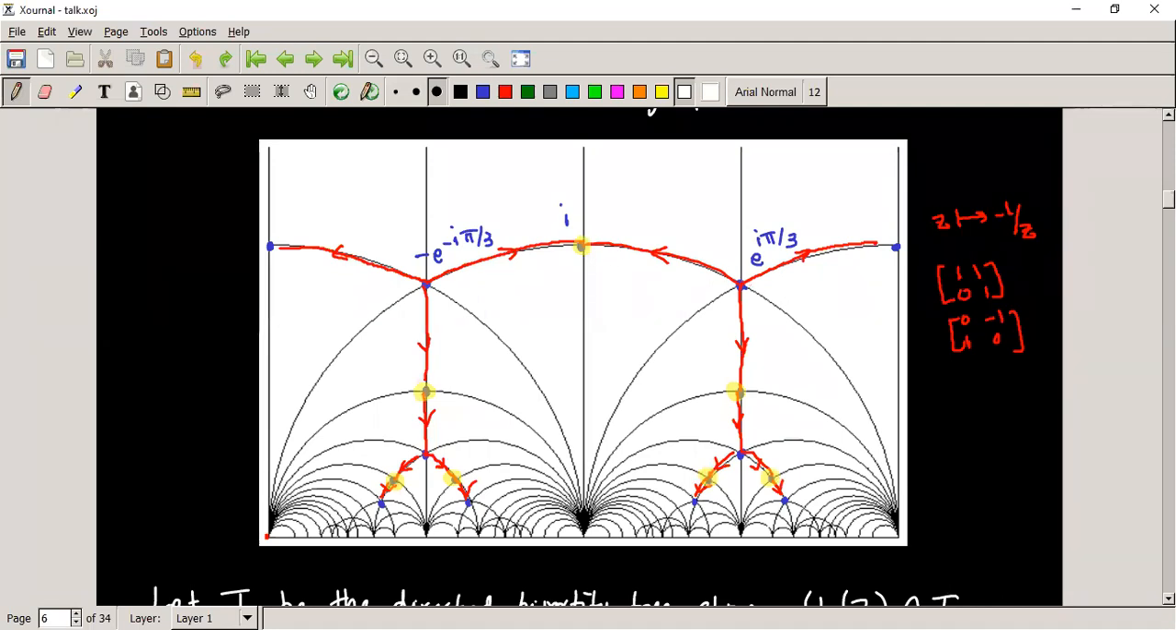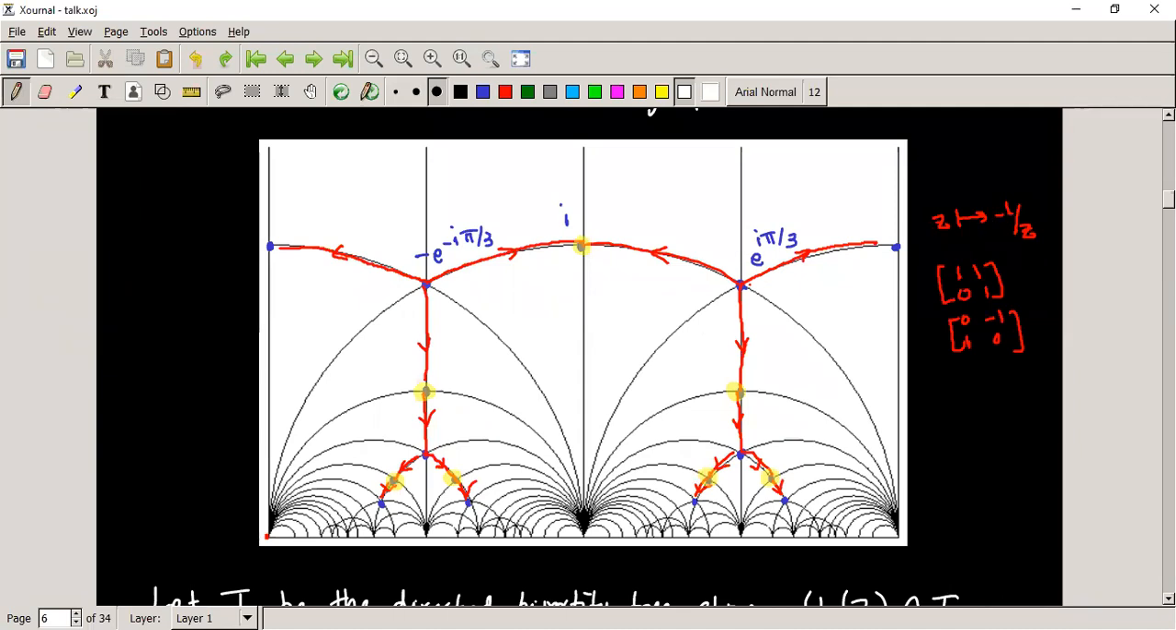The blue points are never mapped to yellow points under this action, right? Under the action of SL2Z, the blue points are never mapped to yellow points. That's why the action is on a bipartite tree. Blue points are always mapped to blue points. Yellow points are always mapped to yellow points. You're not taking the blue point to the yellow point. SL2Z just does not do that.